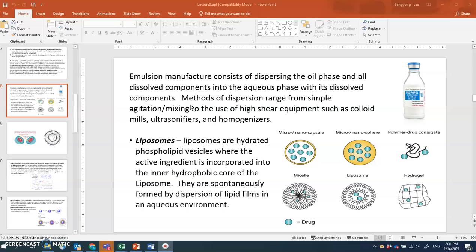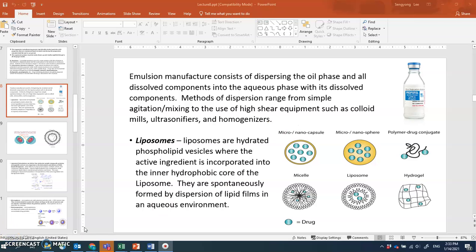So methods of dispersion range from simple agitation, mixing, to the use of high shear equipment such as colloid mills, ultrasonifier, and homogenizer. So dispersion. So it may require different processes during your formulation. That's what it means. Okay.